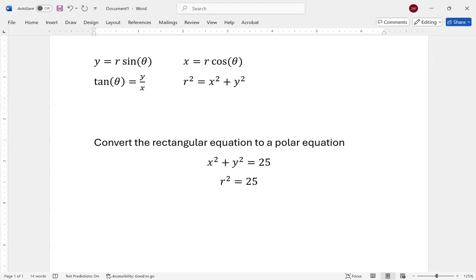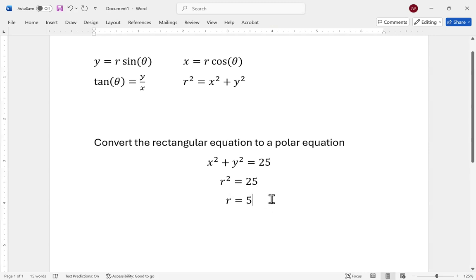Now, a lot of times with our polar equations, we tend to solve for r. Just like in our rectangular equations, we like it when we have y as a function of x. In polar equations, we like it when r is equal to a function of theta. In order to solve this, all I have to do is take the square root of both sides. And you might say, well, can't r also be -5 as well?